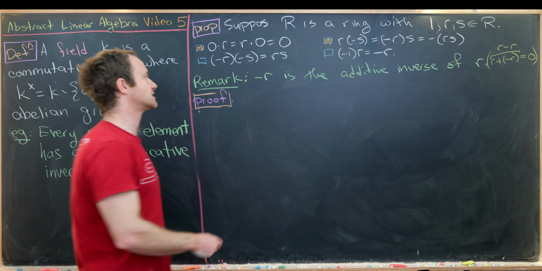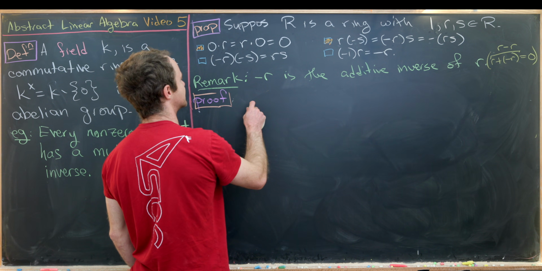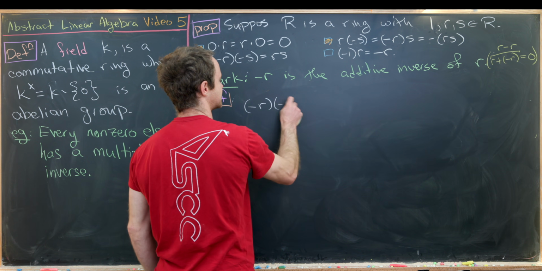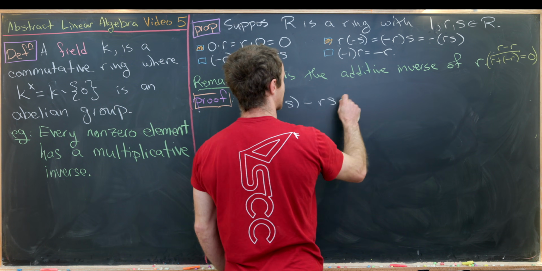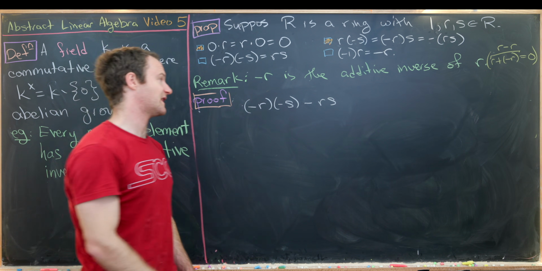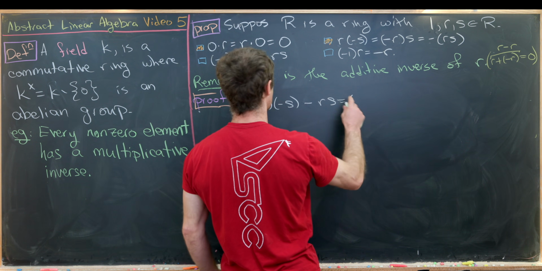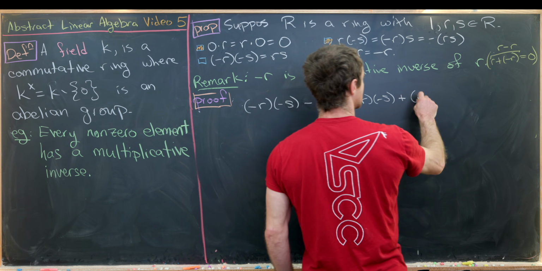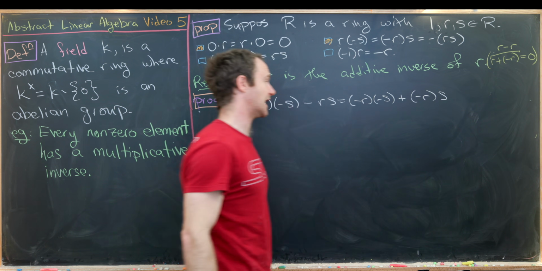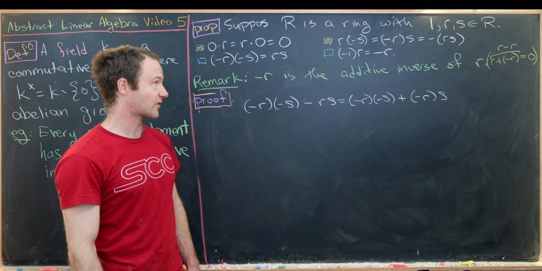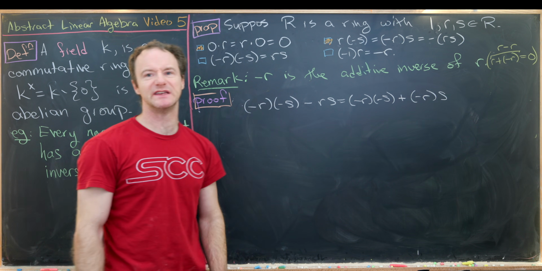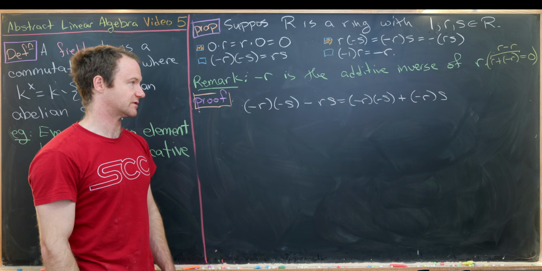Okay, so now moving on to this one, I'm first going to look at this object, minus R times minus S, and then minus RS. And so now our goal is to show that that is equal to 0. Well, let's rewrite that a little bit as minus R times minus S plus minus R times S. And I'm allowed to do that first step by this equation right here. Actually, the bit that we did not prove, but again, it follows similarly.